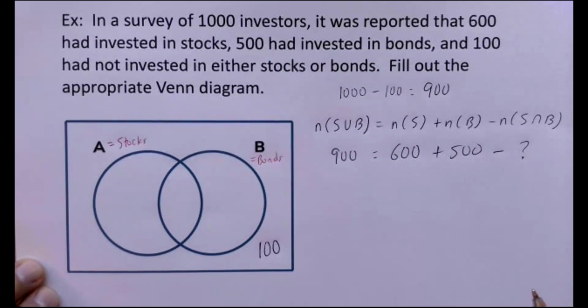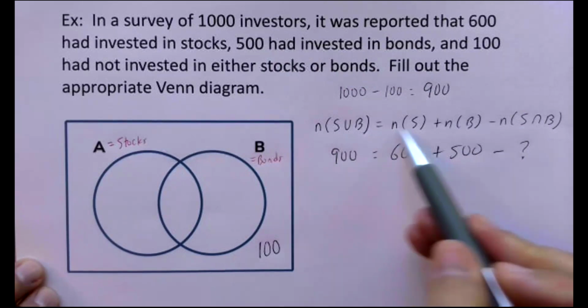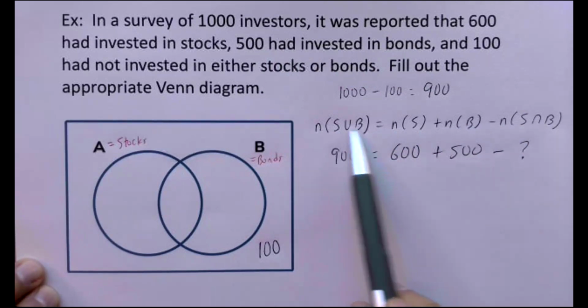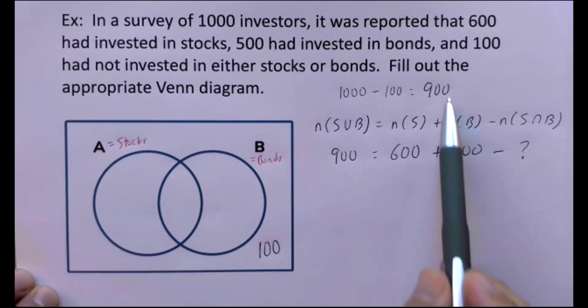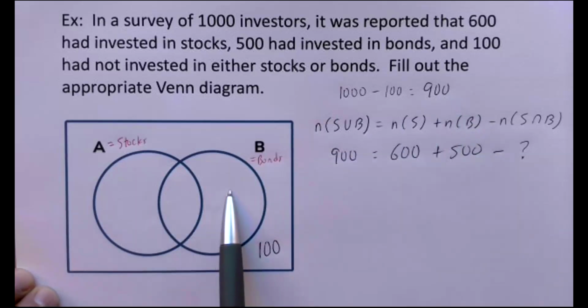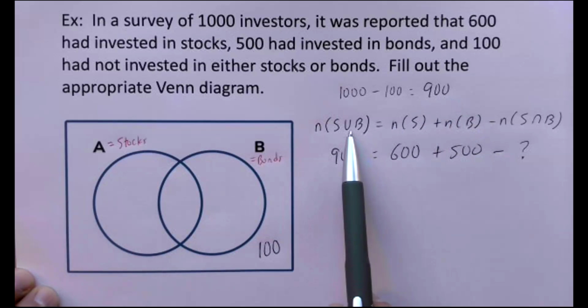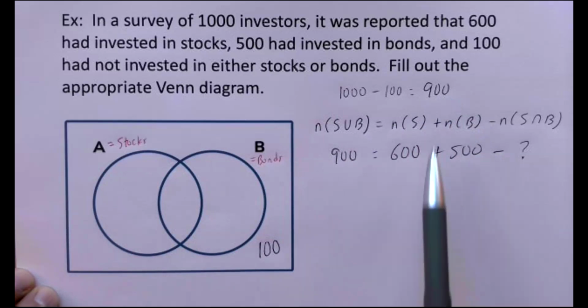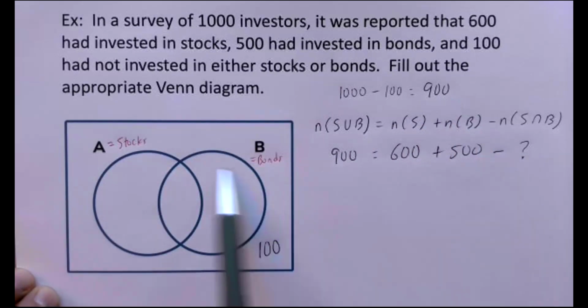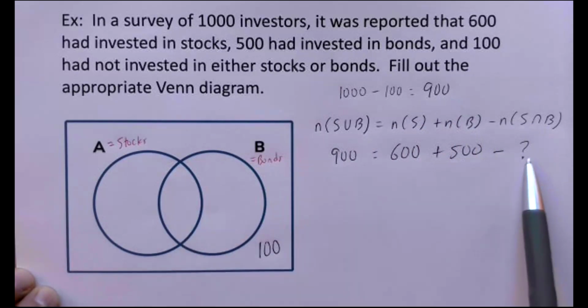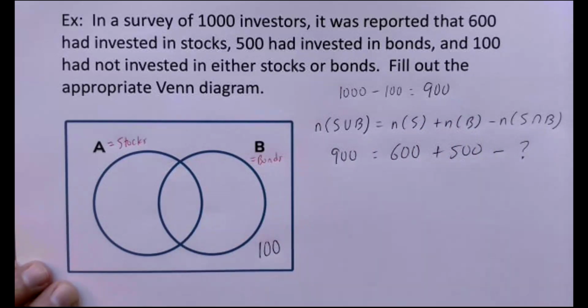I know this is a tough question, and it's our first application of this, or one of our first applications of this new formula here. But I hope that makes sense, right? I know there's 900 left to be accounted for. This plus this plus this must be 900. But this plus this plus this is also the number of people in the union. I know the number of people in the stock circle is supposed to be 600, the total circle, and the number of people in the bond circle is supposed to be 500, the total circle. Of course, I counted these twice. That's why it says minus there. I'm not sure at the moment how many are there. That's why I put a question mark, but we can solve for that question mark right now.